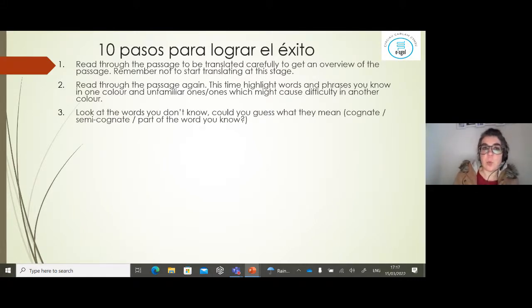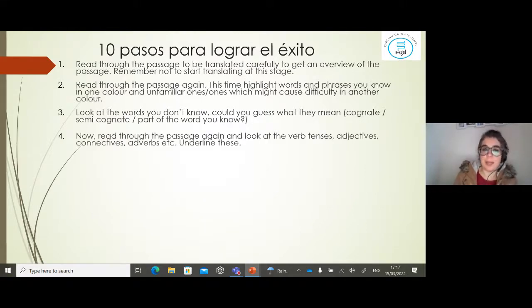At this point, we can look at the words that we don't know, that we've highlighted. Could we use the context to understand and guess what they mean? Because we won't have access to a dictionary during our translation session in the exam. Could we stretch these words? Are they cognates? Are they semi-cognates? Are they parts of words that we know?